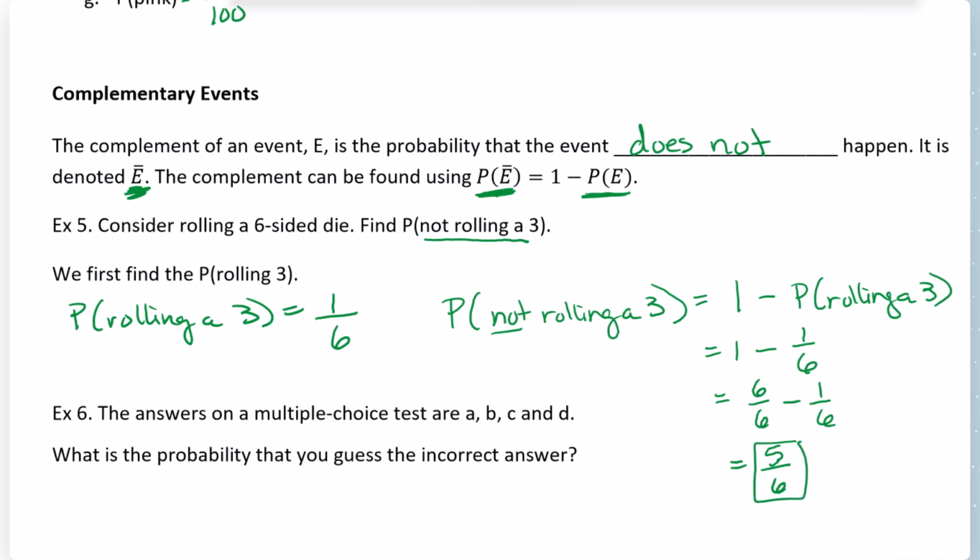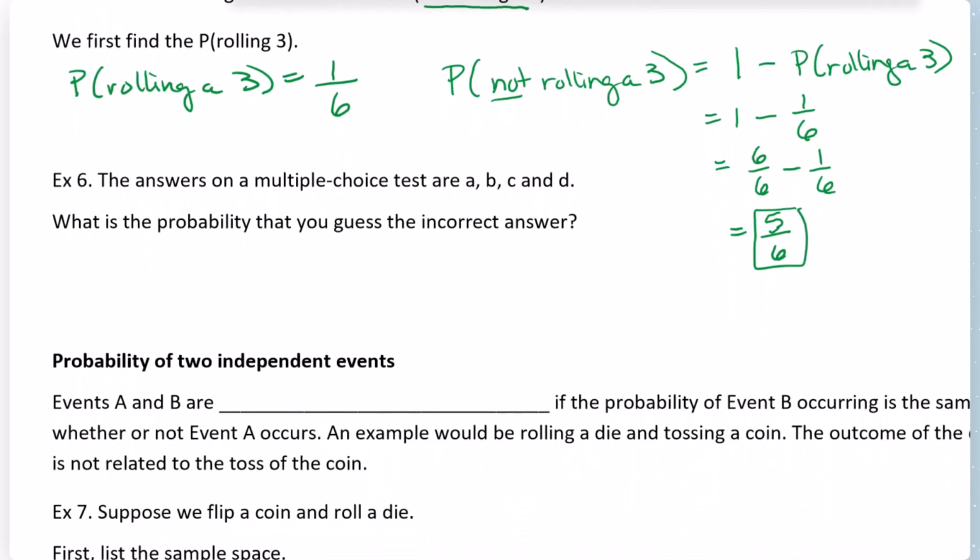All right. Now we could also look at it as if we're not getting a 3, then out of the 6 possibilities, there's 5 that are not 3s. But I just wanted to introduce the idea of working with a complement here. I have another example to work with.